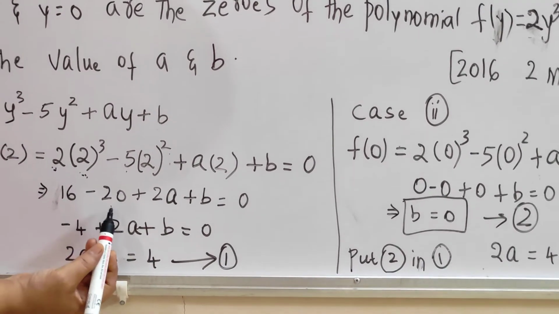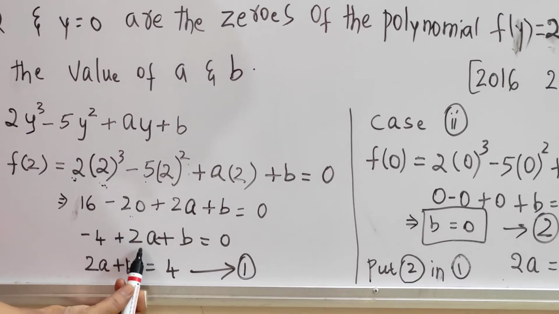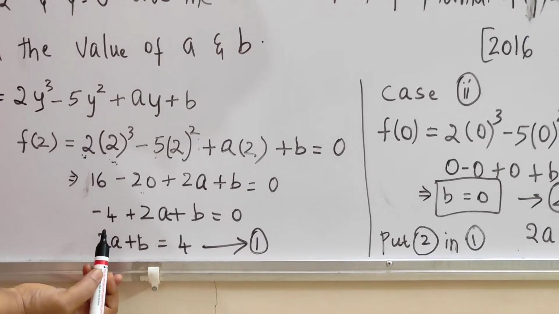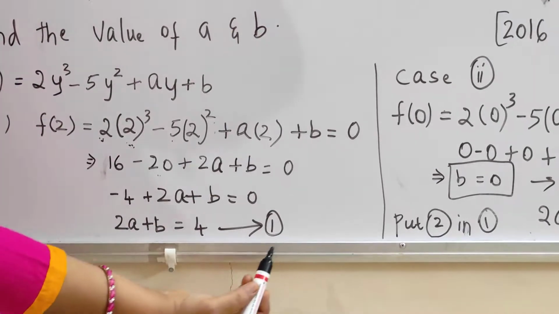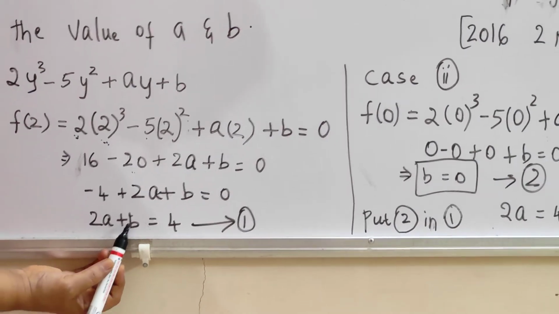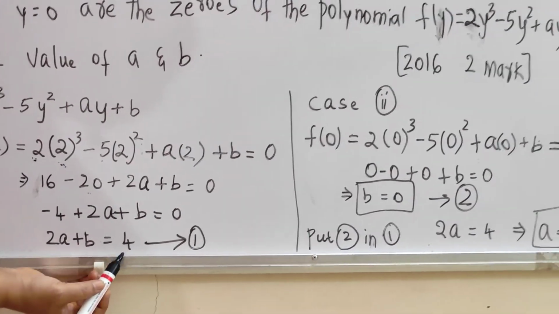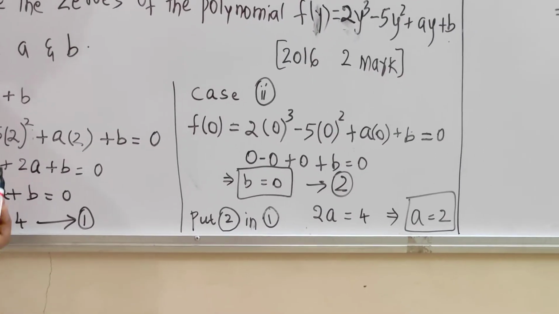Now 16 minus 20 is minus 4, 2a plus b equal to 0. So you have this minus 4 coming to the other side. It becomes 2a plus b equals 4. This is equation 1 of our case 1.